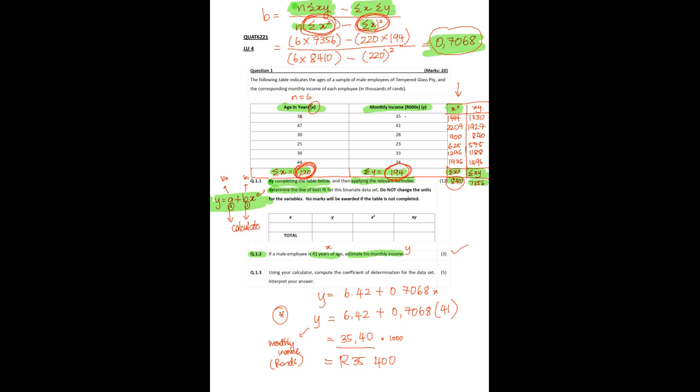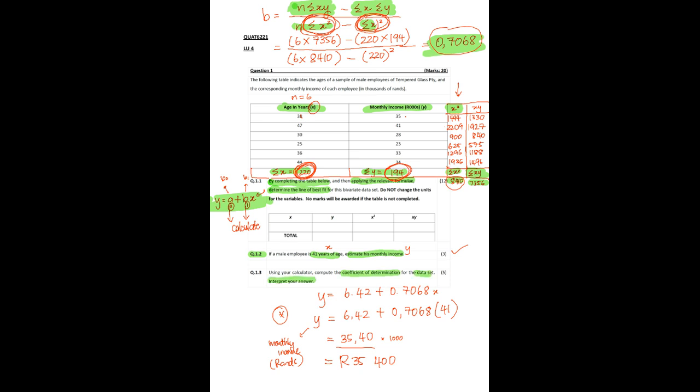And then question 1.3. This says to use your calculators, and I think your assignment actually has a question like this as well. In fact, your assignment question should be very, very similar to this. They say to use your calculator and compute the coefficient of determination for the data set and interpret your answer. And this is for 5 marks.